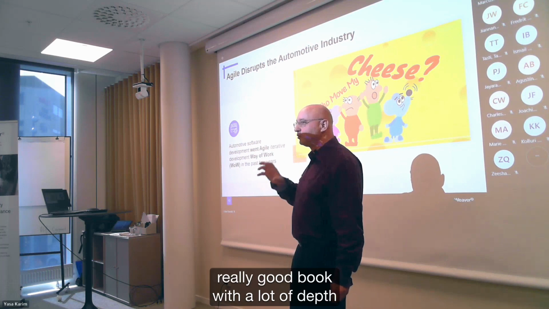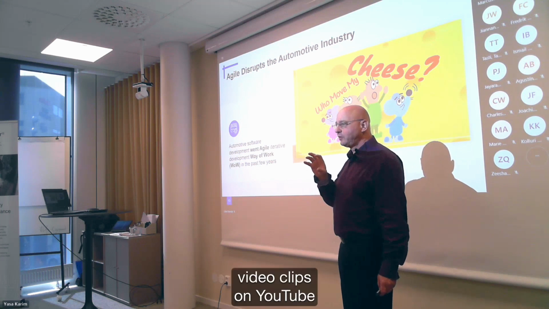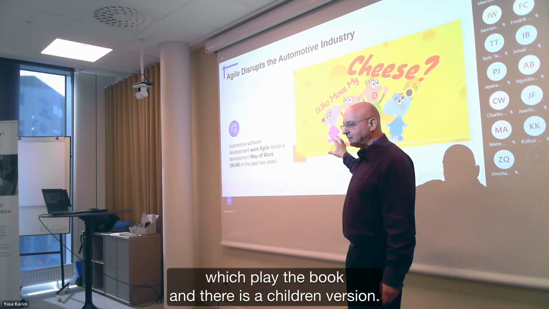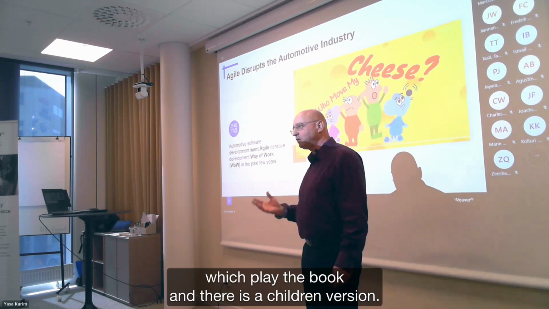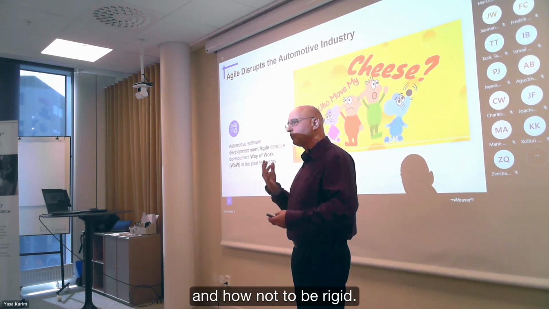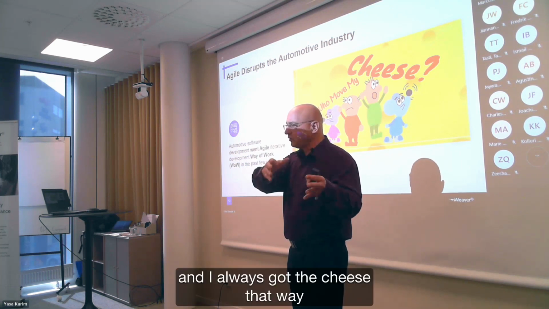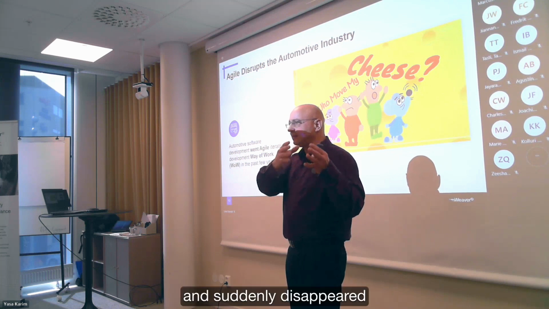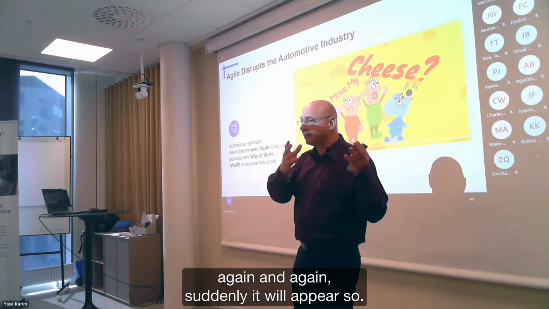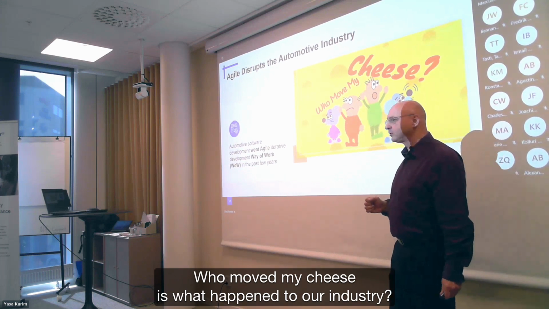It's a really, really good book with a lot of depth, and there are a few video clips on YouTube which play the book, and there is a children's version which teaches children how to adapt to changes and how not to be rigid. The fact that the cheese was always one way, and I always got the cheese that way, and suddenly it disappeared, doesn't mean that if I go to the same place again and again, suddenly it will appear. So Who Moved My Cheese is what happened to our industry.